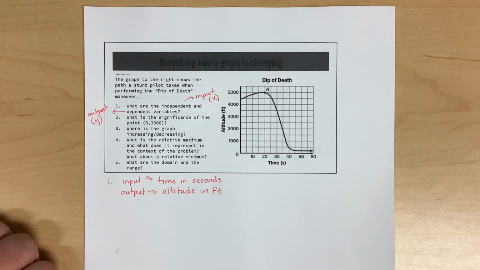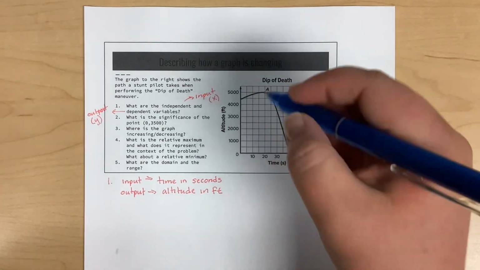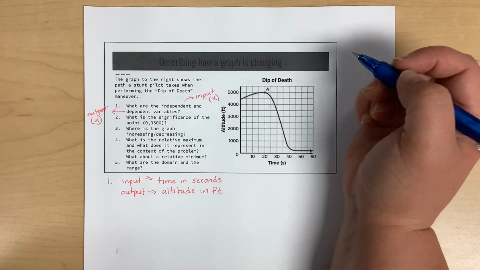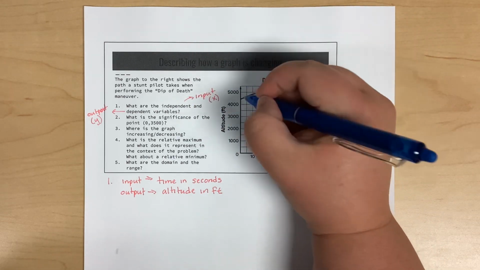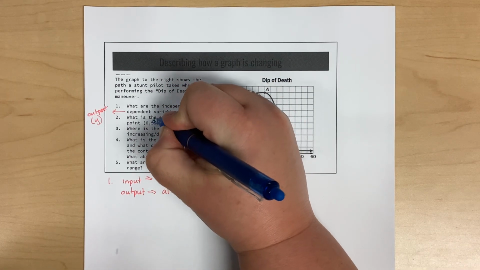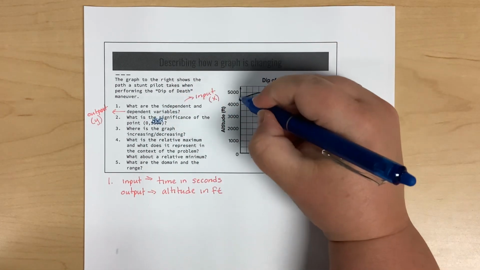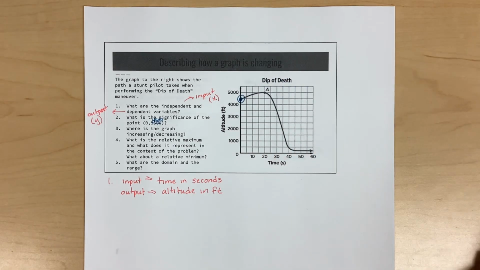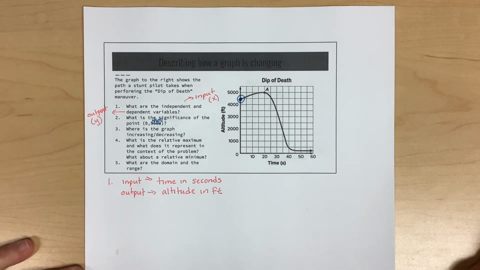All right, number 2, what is the significance of the point 0, 3,500? So let's find that point. It's supposed to say 4,500, so I'm going to fix that on the slide. So let's change this to 4,500. This is the point that I want to focus on right there. That is called your y-intercept, which is also the starting point of your graph. So what this means is the stunt pilot started the maneuver at 4,500 feet.